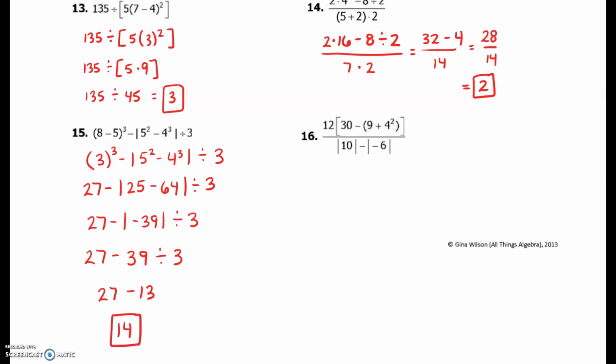I would ask that you give number 16 a try on your own, and we will talk about number 16 together when we return to class the next day that we meet in person.